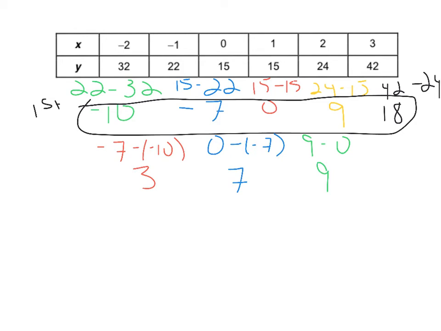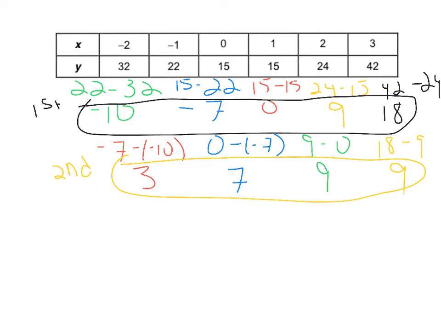And finally, I would subtract 9 from 18 to also get a difference of 9. And these are my second differences. My second differences are not constant, so I'm going to go ahead and do this a third time.